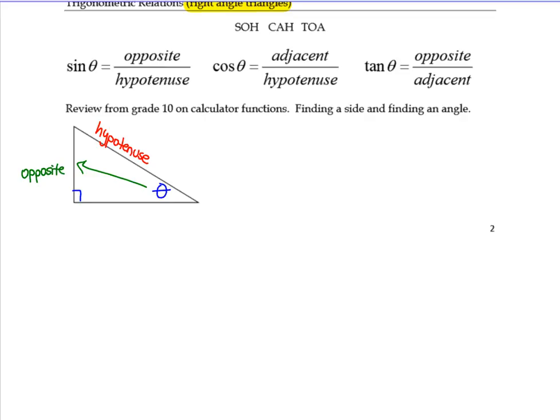Opposite, because it's opposite the acute angle. And the one right below, only thing left. So beside the angle is adjacent. Pretty simple. You do need to remember this.